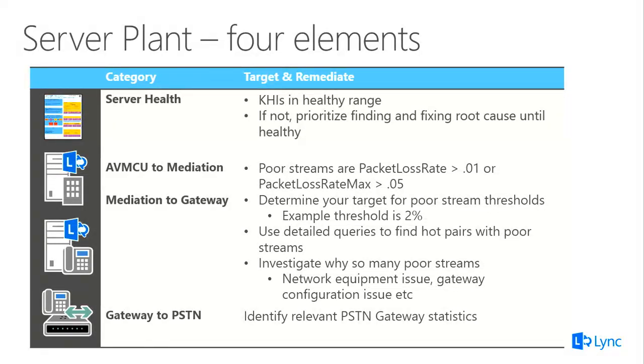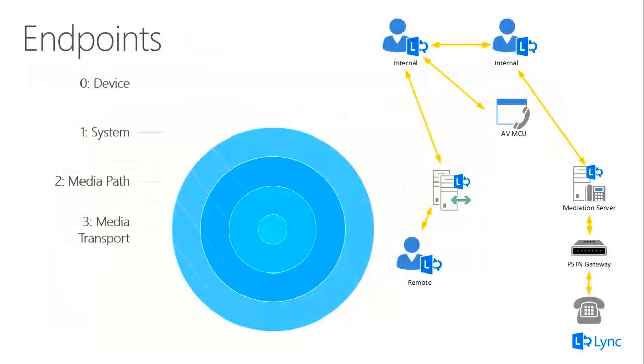And then last is gateway to PSTN, and that's the one that's a little tricky, and you've got to figure out for your individual deployment, are there gateway stats? Do the trunks have enough capacity? If it's a SIP trunk, then you can get some IP stats off it, similar to what we're doing here. So that's server plant. The next is endpoint.